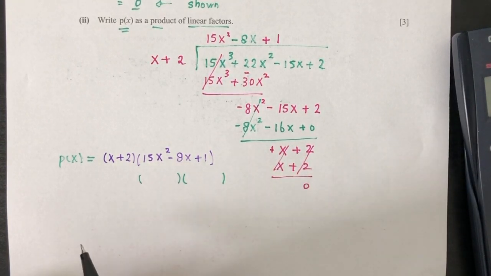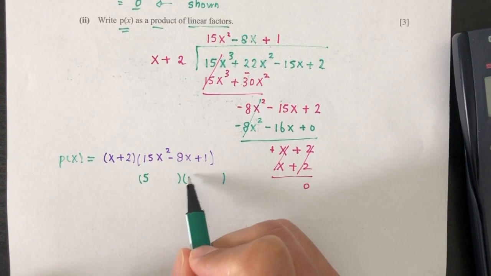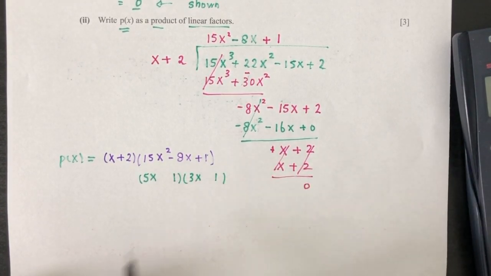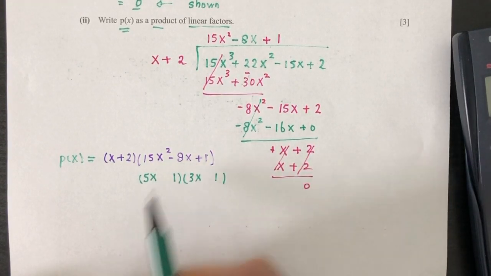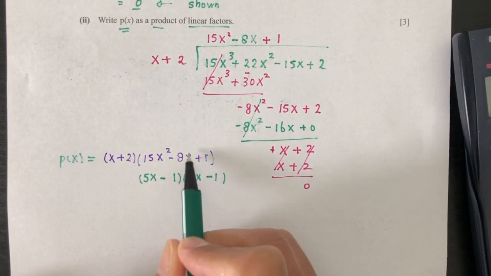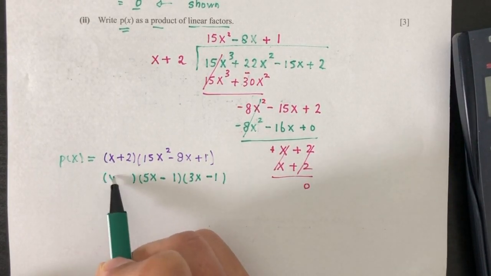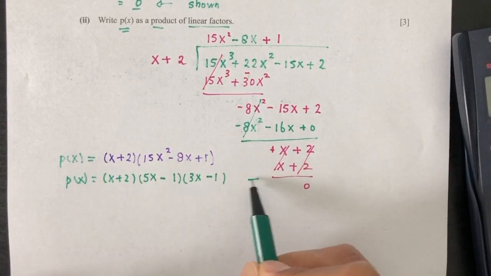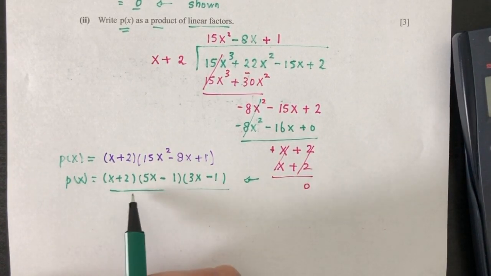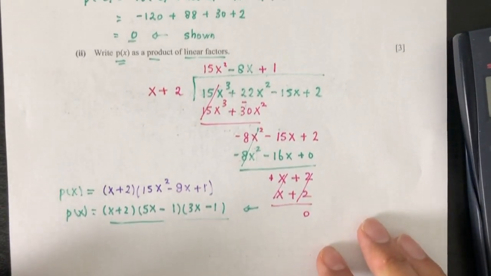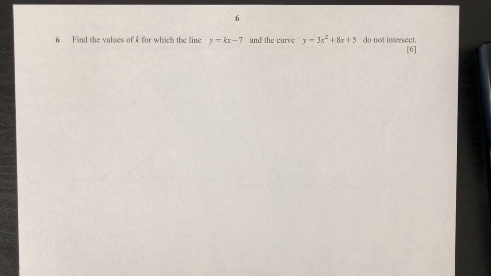So 15 is 5 times 3, so 5x, 3x, and 1 is 1 times 1. For it to become minus 8, you have to do minus. So minus 5 minus 3 will become minus 8. So that will be plus 2, and that is your function p of x. So p of x is equal to this product of linear factors. And that will be your question number 3. Let's move on to question number 6.